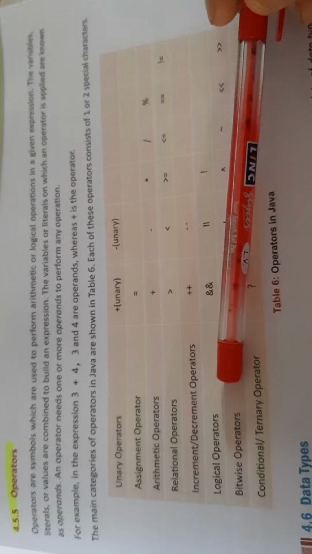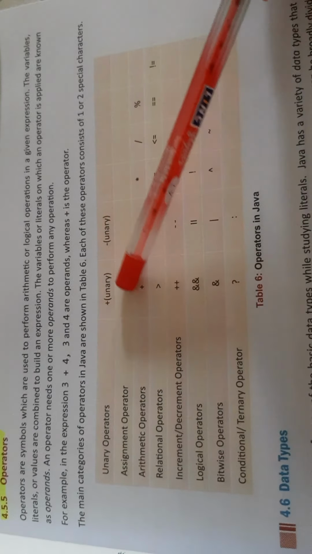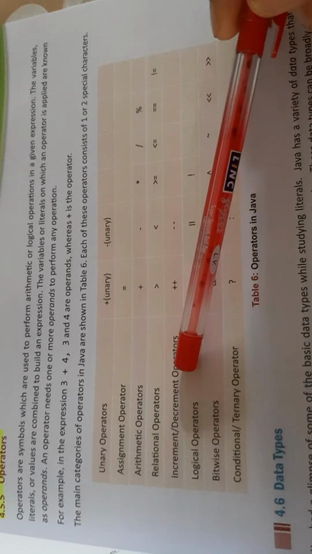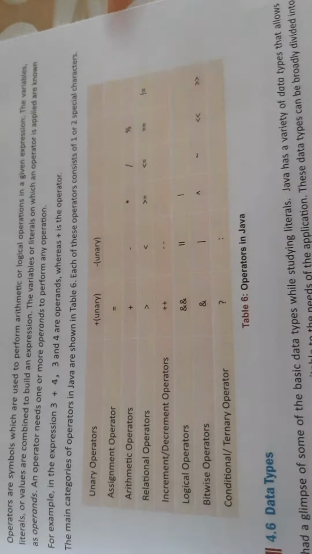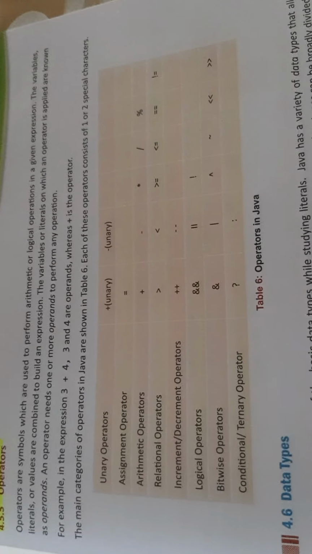Now operators, in the next chapter you will learn in detail the purpose of the operators. This is called assignment operator, arithmetic. These are all the symbols you can see here: assignment, arithmetic, relational, increment, decrement, logical, bitwise, and conditional. So we will see in detail about these operators in the next chapter, and in the next class we will see what a data type is.